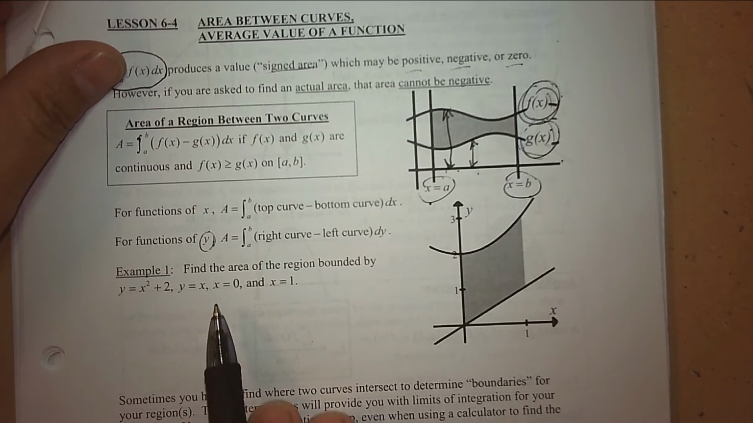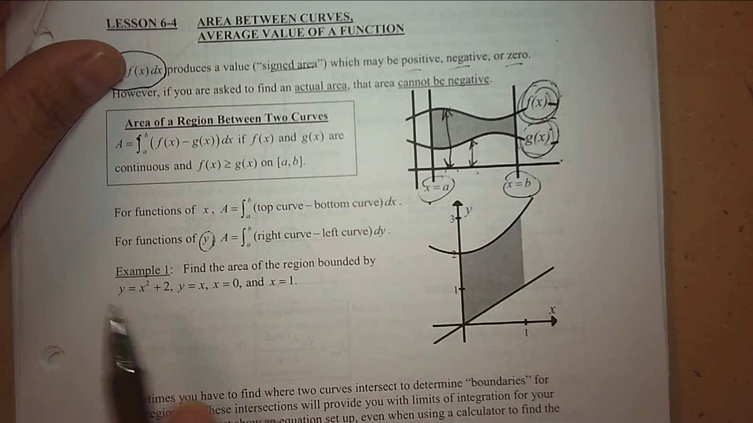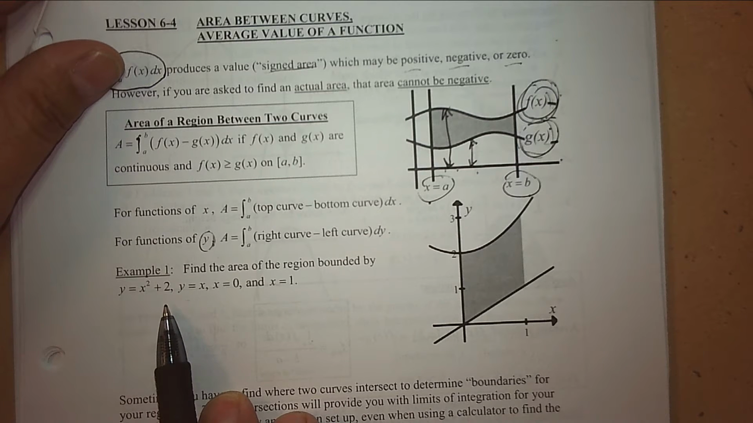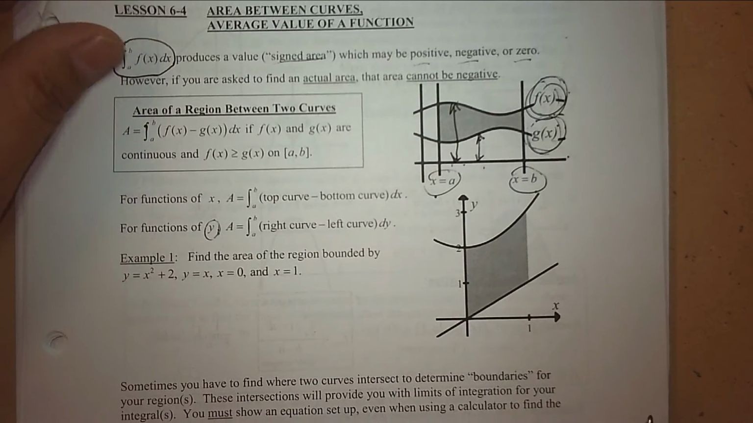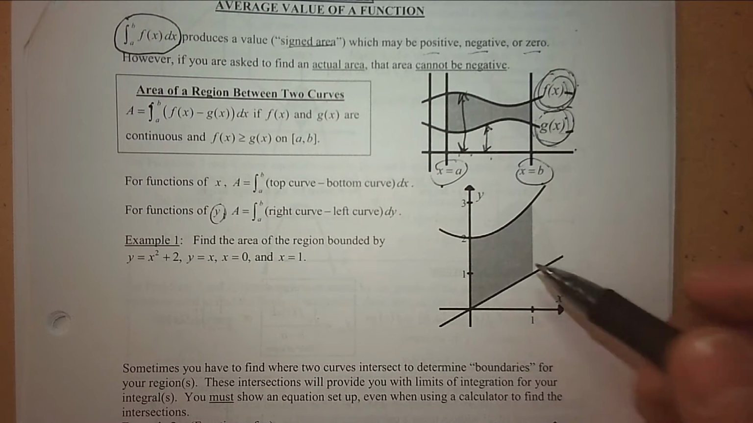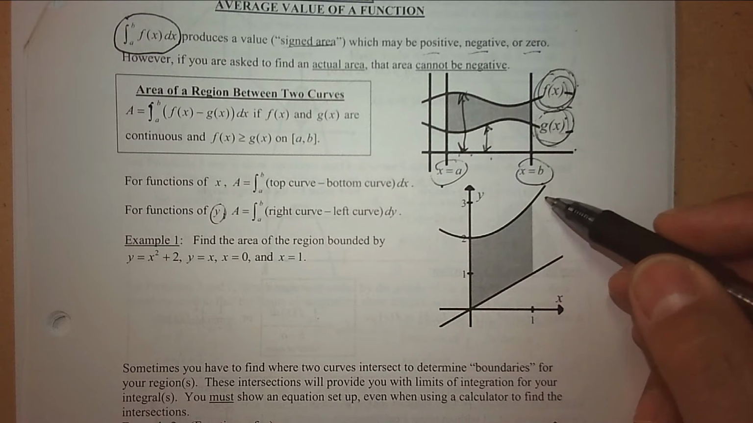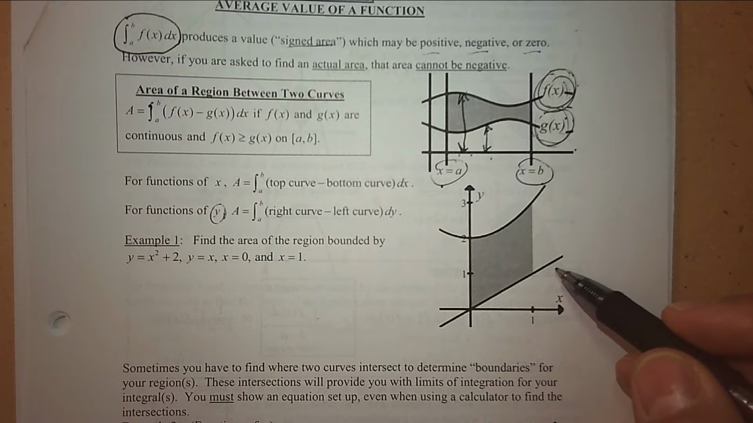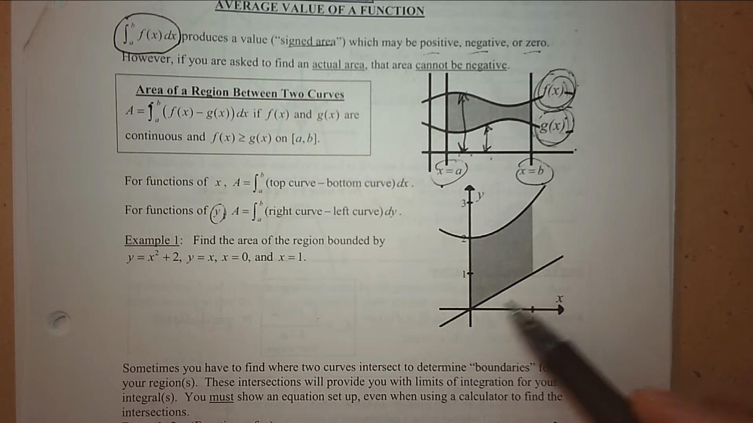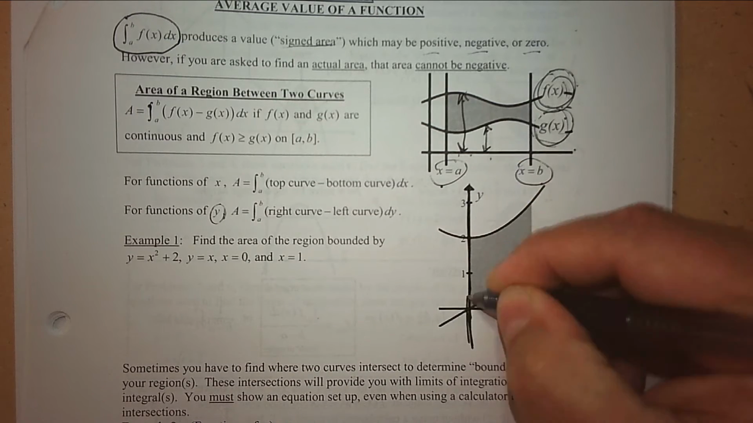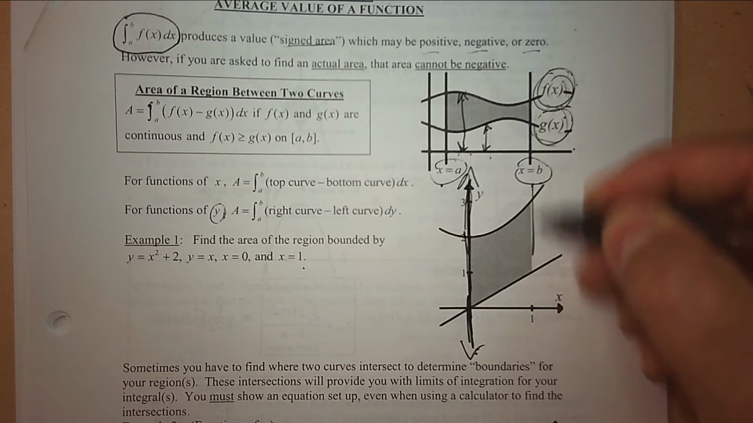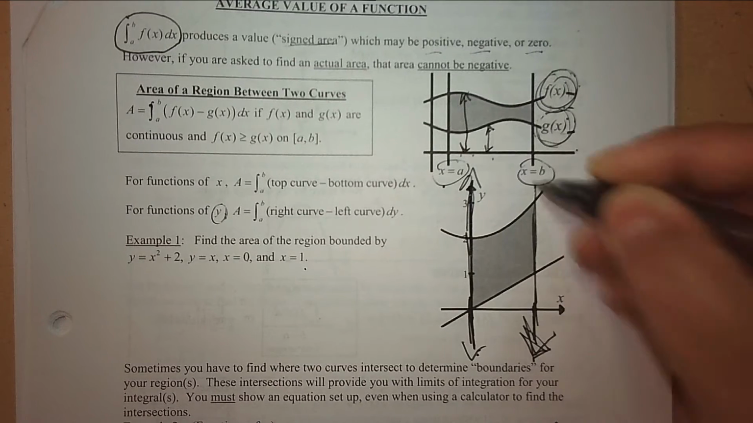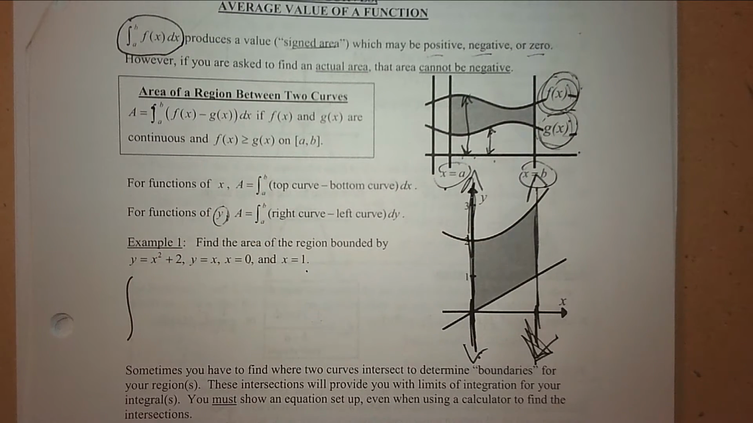So example number 1. Find the area of the region bounded between y equals x squared plus 2, y equals x, x equals 0, and x equals 1. So let's make sure we understand what each one is describing. For y equals x squared plus 2, is that the top curve or the bottom? Good. For y equals x, can you identify it? How about x equals 0? What does that describe? Do you know it's a vertical line that goes over 0? And x equals 1 is a vertical line that goes over what? And again, those give you your bounds. So I need you to set up the integral.